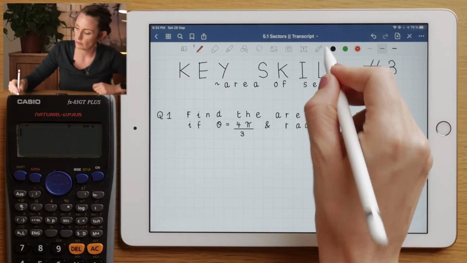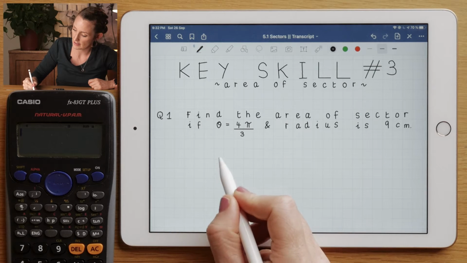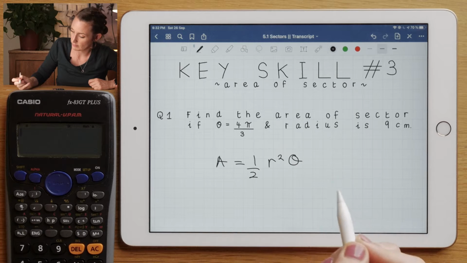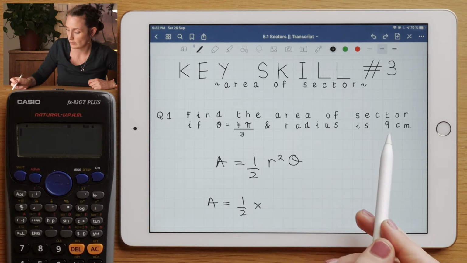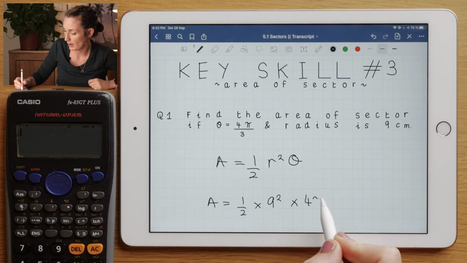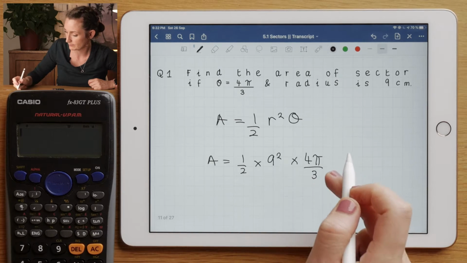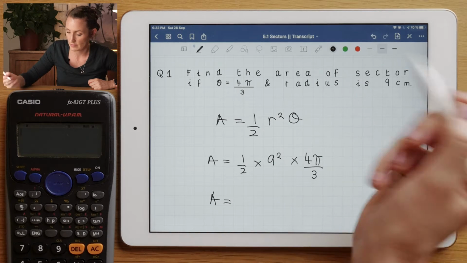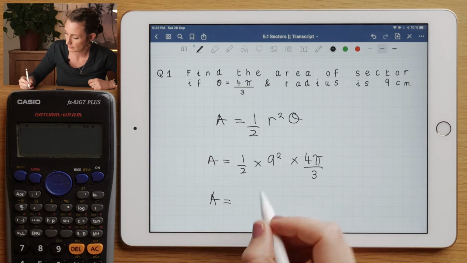In Key Skill 3, we're going to be looking at some simple questions involving area of a sector. So we've already learned that the formula for area of a sector is area is equal to half r squared times theta. In this question, we've been told that the radius is 9 and that theta is 4 pi over 3. You can cancel down this fraction or just type it in straight away.